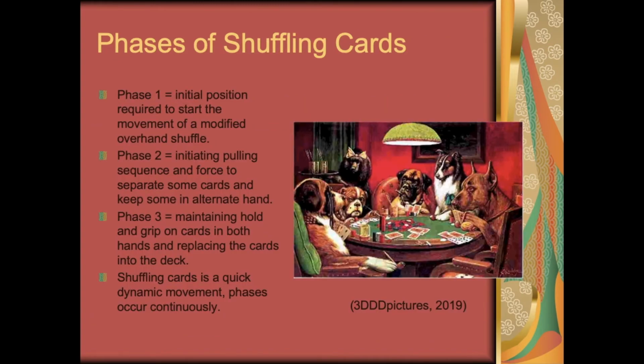There are three phases for shuffling cards. Phase 1 is the initial position to start. Phase 2 is pulling and using the force to separate the cards into alternate hands. Phase 3 is holding and replacing the cards back into the deck with the right hand. Shuffling cards is a quick, dynamic movement. The phases represent different patterns between both left upper extremity and right upper extremity.